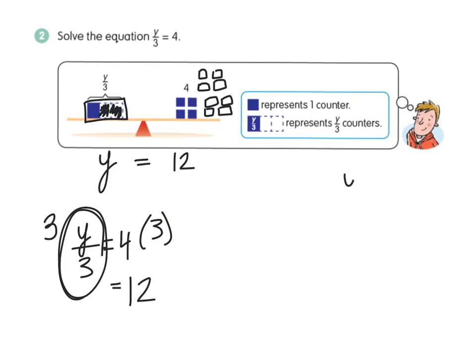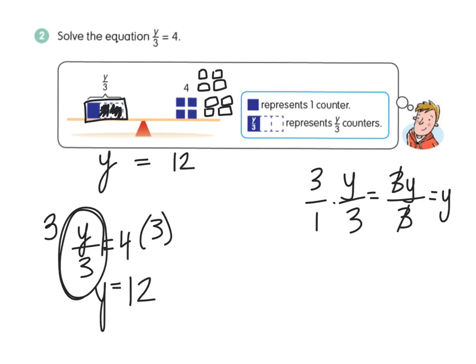What happens on the left when I have y over 3 times 3? Well, I can turn this whole number 3 into a fraction, make it 3 over 1. And when I multiply it, I'm going to do top times top and bottom times bottom. So I get 3y over 3. And these 3's will cancel out. So I'm just left with 1 whole y. So y is equal to 12.